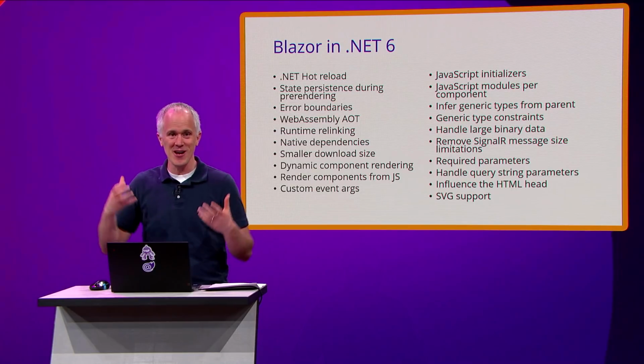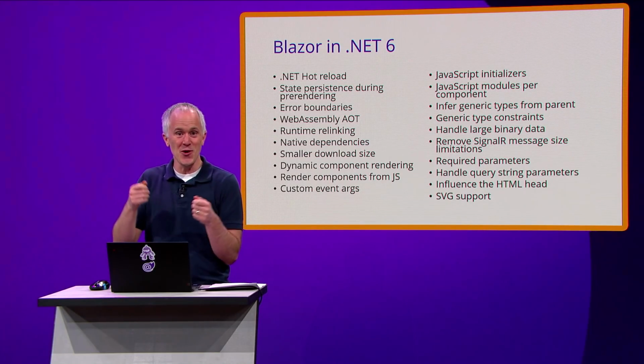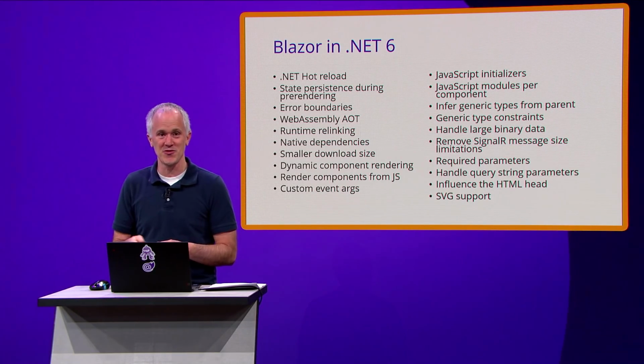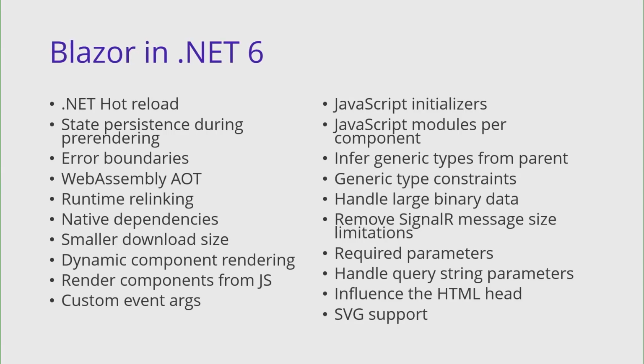You can dynamically render components. You can render components from your existing JavaScript apps, like your Angular app or your React application in .NET 6. We added support for custom event args. You can write JavaScript initializers to initialize logic before and after your Blazor application runs. You can define JavaScript modules for each of your components that sit alongside your component code. We did a bunch of work on the component model as well.